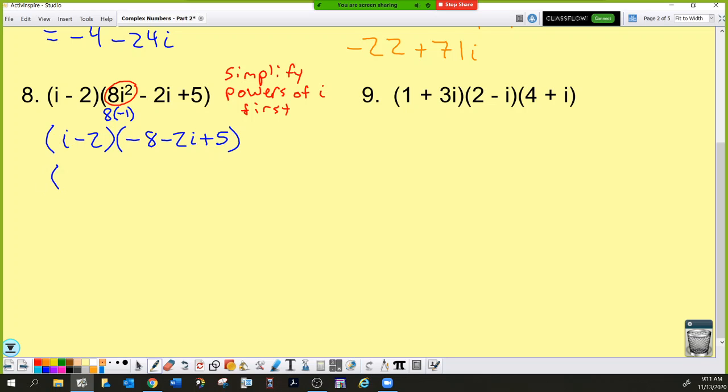There are some like terms in those parentheses, negative 8 and positive 5. By the way, the first set of parentheses is written out of order. Do you care? Not really a big deal, to be honest with you. As long as your answers are written in the correct order, no worries. Negative 8 and positive 5 add to negative 3. And now this question is exactly like question number 7. You FOIL, you combine like terms, you reduce your powers of i, you combine like terms one more time.